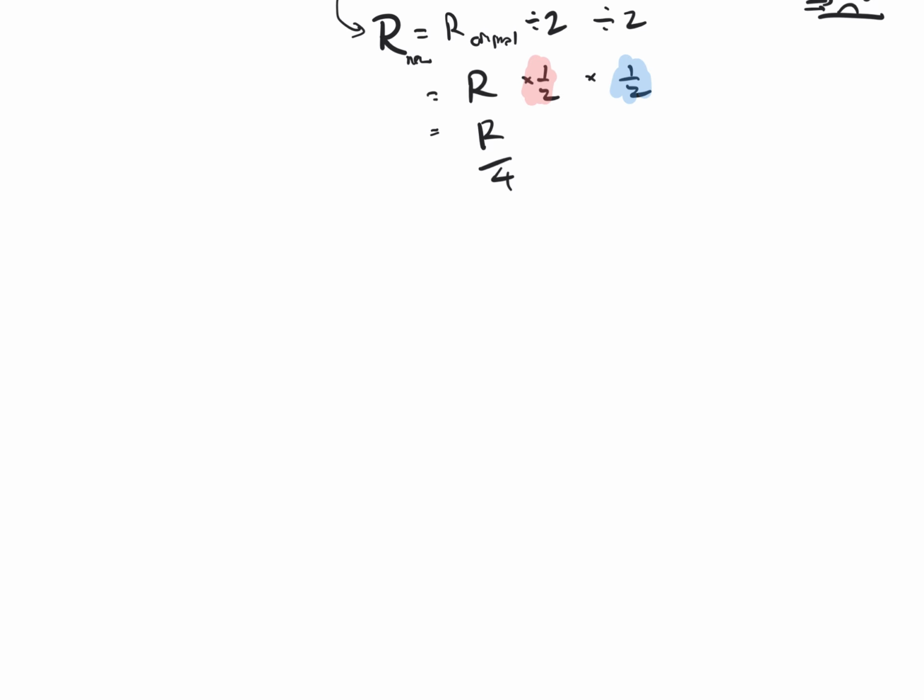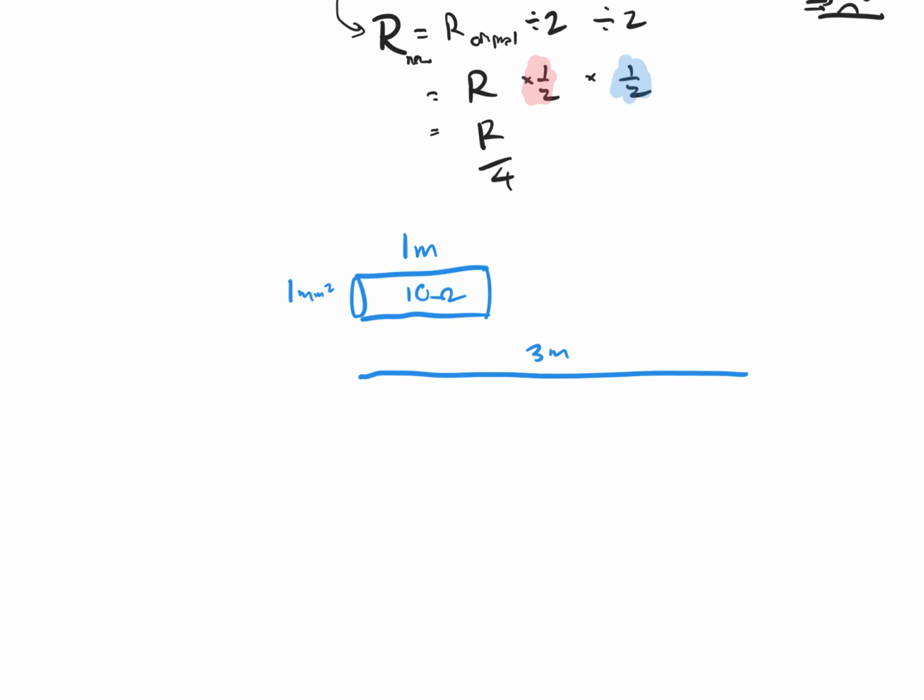But this time, I'm going to tell you the original resistance. Let's say this wire over here is 10 ohms, it is 1 meter long, and the cross-section area is 1 mm squared. Now, let's say I want to know what would be the resistance if I have the same material, so the resistivity is the same, but instead of 1 meter, it is 3 meters long. And instead of 1 mm squared, it's only 0.5 mm squared.